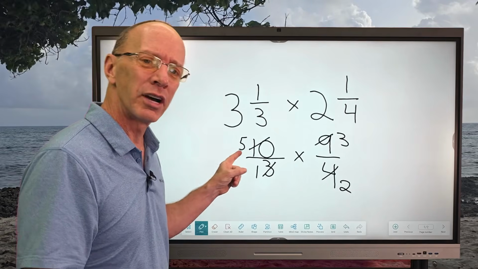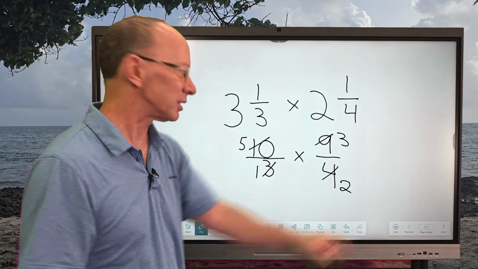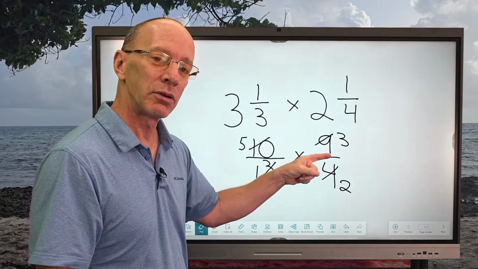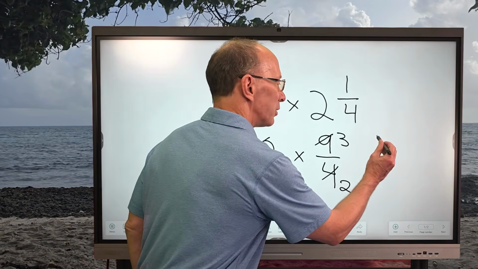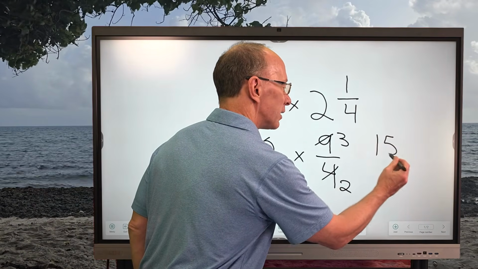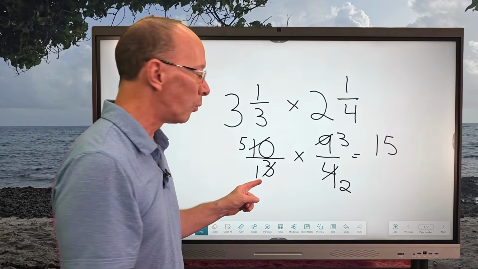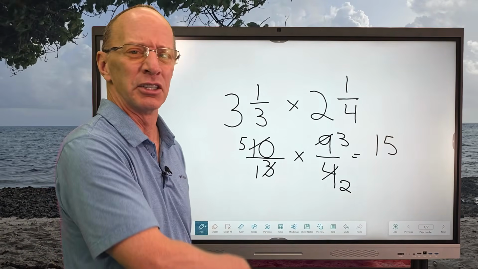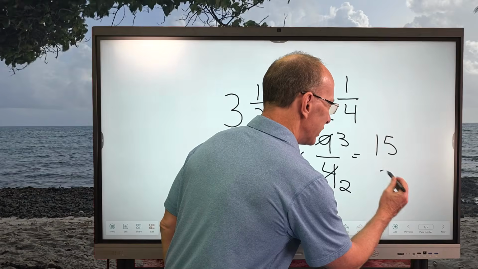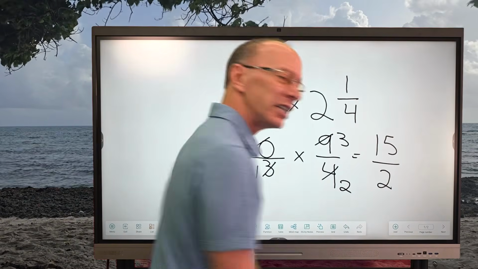So now I just got to go ahead and multiply straight across. 5 times 3 equals 15. So I put the 15 right here. All right. And then 1 times 2, you guys know that, it's 2. All right, so I got 15 over 2.